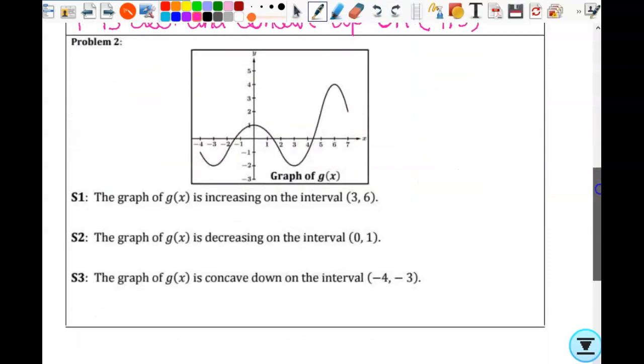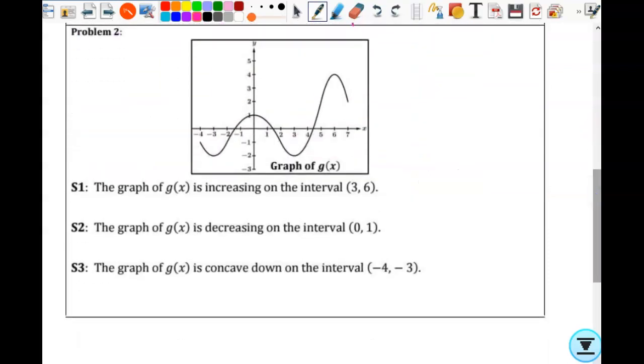All right, let's look at number 2. The graph of g of x, and it's labeled for me, that's good, is increasing on the interval from 3 to 6. Okay, so do I go look at 3 on the y-axis? No. I go to 3 on the x-axis to 6, so this right here. All right, is it increasing on that interval, do you think? I think so, because g of x, which is the y values, they are increasing. That is true.